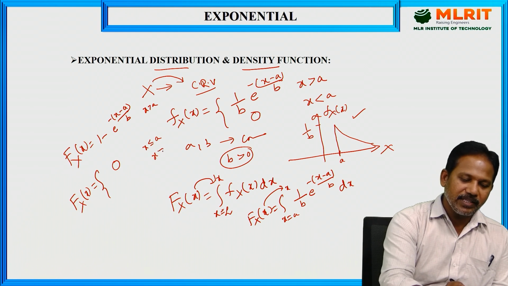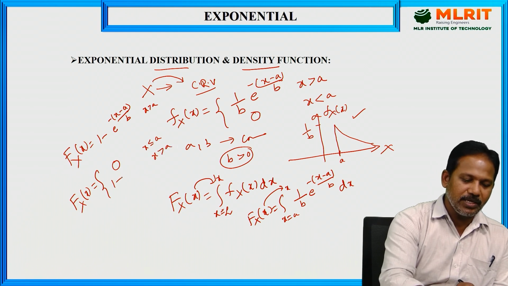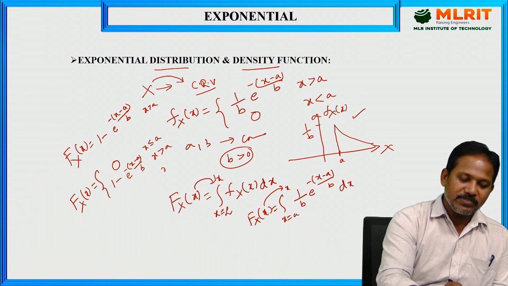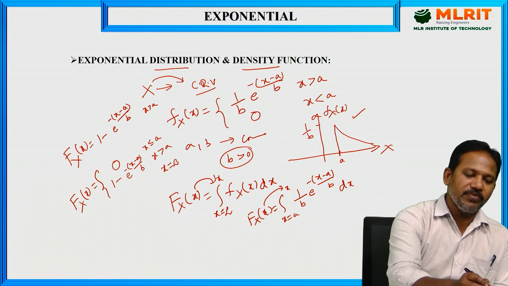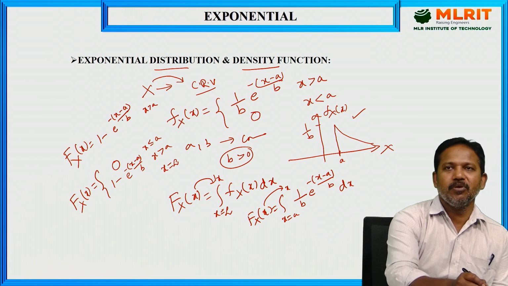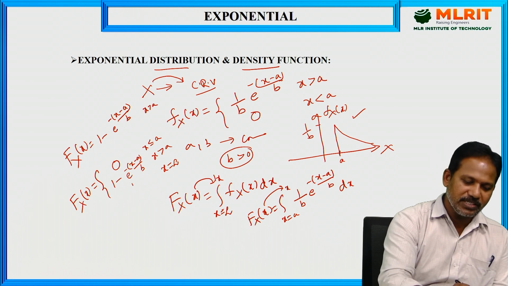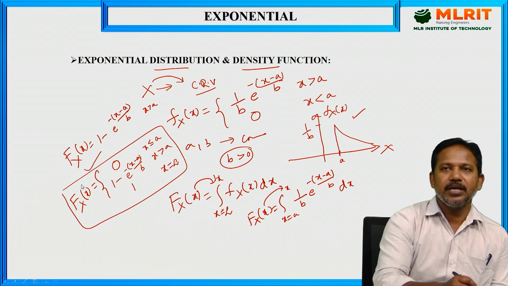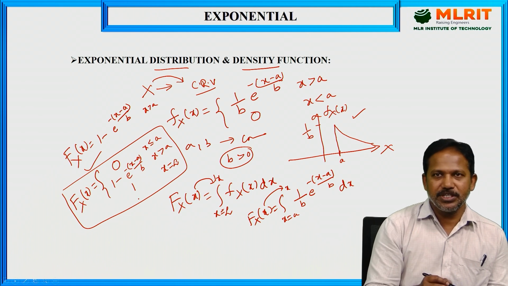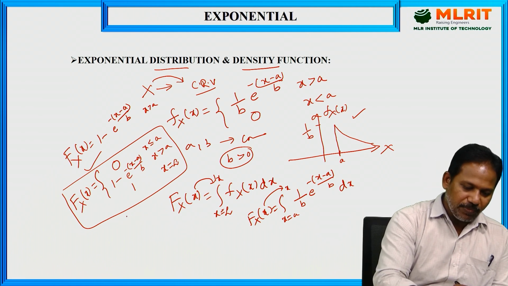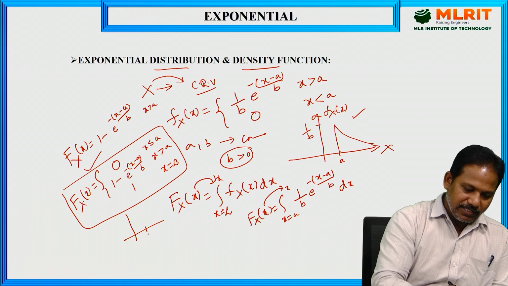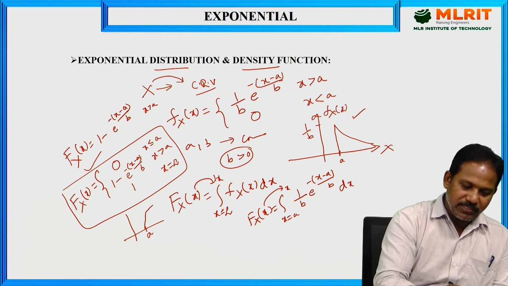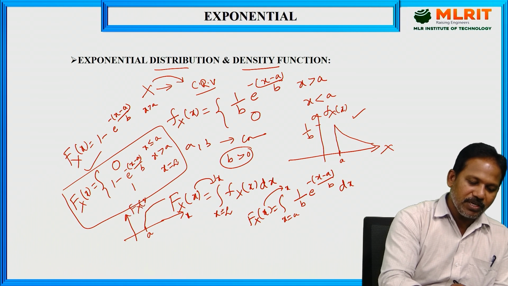If x is greater than a, we know already the general function, that is 1 minus e power minus of (x minus a) by b. And if x is taken as infinity, then 1 minus e power minus infinity. E power minus infinity means 0. So here my function value is 1. So this is the total information about the probability distribution function of exponential. If you want to draw the graph, from x equal to a onwards, my value will be increasing up to 1. So this is the probability distribution function for exponential.